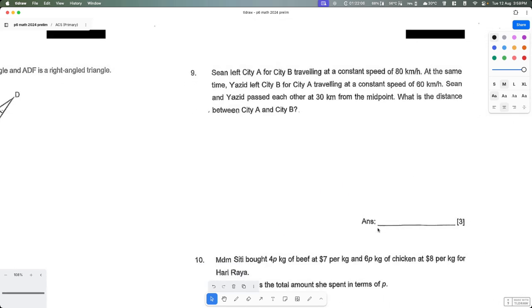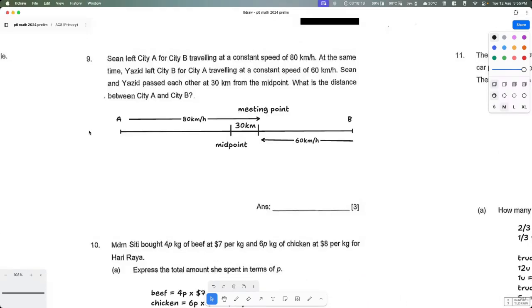Okay, question number 9. Alright, so question 9 says here Sean left City A for City B traveling at a constant speed of 80 kilometers. At the same time, Yazid left City B, so Yazid from B to A at a constant speed of 60 kilometers. So both of them pass each other at 30 kilometers from the midpoint, somewhere here. What is the distance between City A and City B? So we know that they've met at 30 kilometers past the midpoint, towards City B. So that means Sean over here, which is basically the faster guy, right?